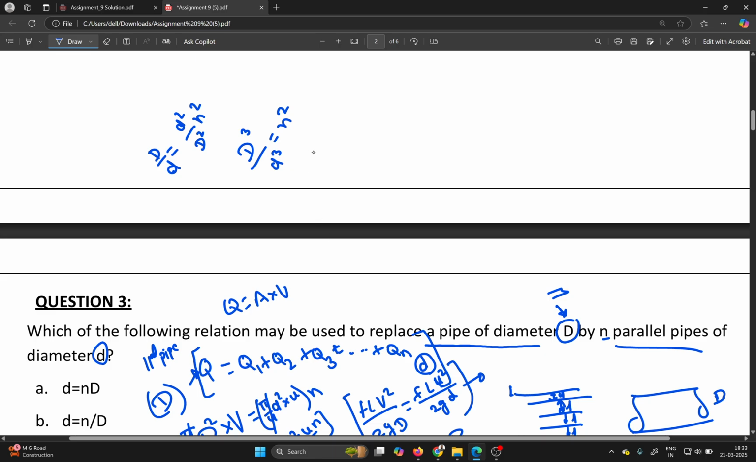So here small d cube will be capital D cube divided by N square, and d is equal to D cube divided by N square power 1 by 3. 1 by 3, 1 by 3 will be cancelled out. So d is equal to D, that is 3 will be cancelled out, so D divided by N to the power 2 by 3. I think we are making a mistake somewhere. Where am I going wrong?